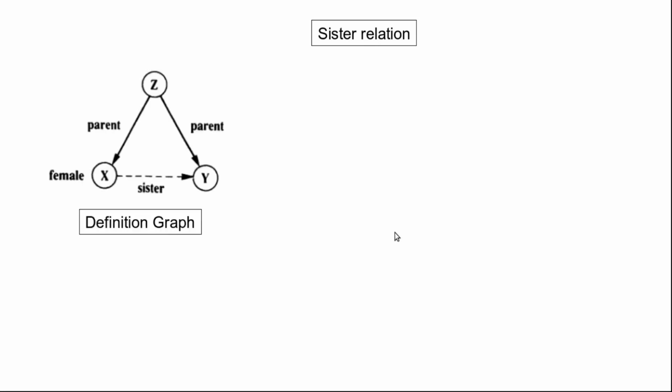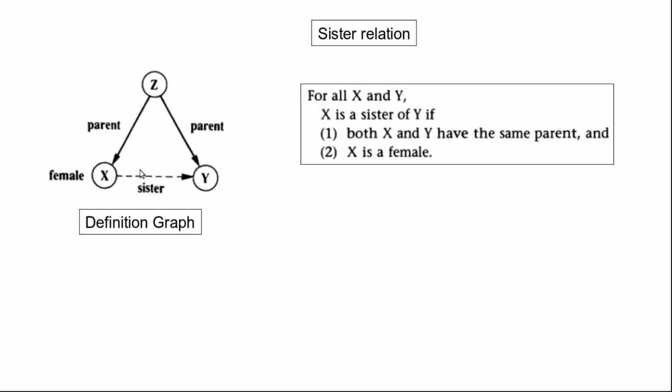Now let's talk about the sister relation. This would be the definition graph for the sister relation. If X has to be the sister of Y, both of them have to have a common parent, and X has to be female. So they need a common parent, Z. Z is the parent of X and Z is also the parent of Y, and X is female. In that case, X will be the sister of Y. Another way of reading this is, for all X and all Y, X is a sister of Y if both X and Y have the same parent and X is female.